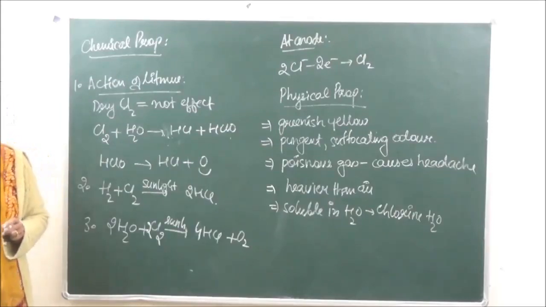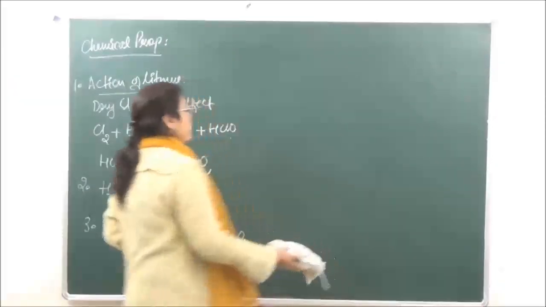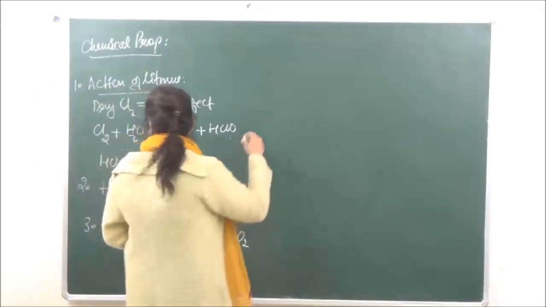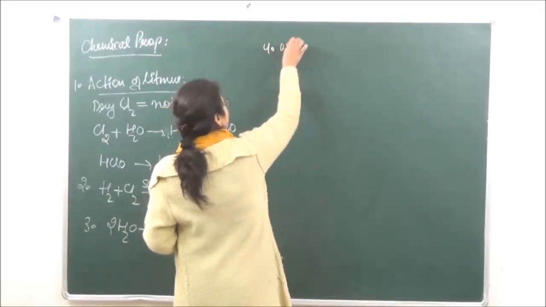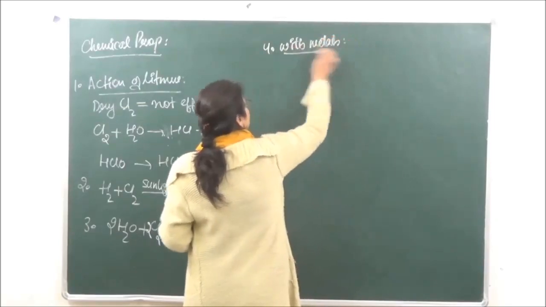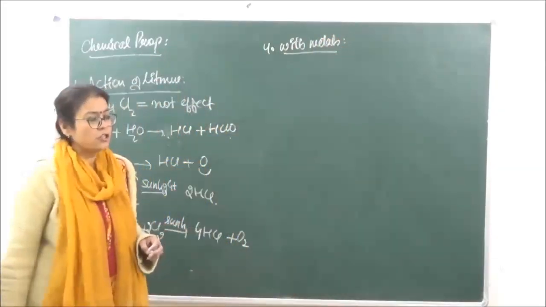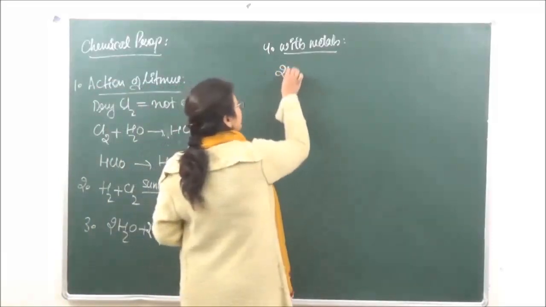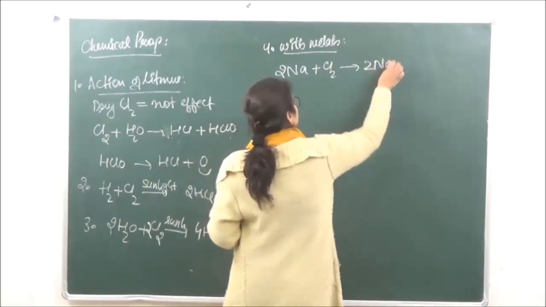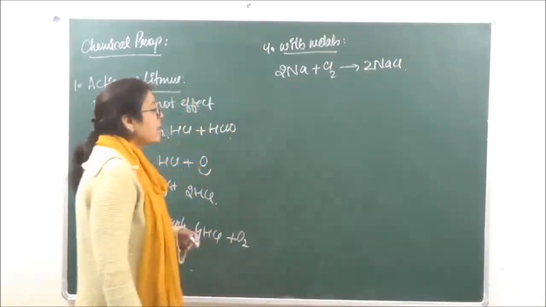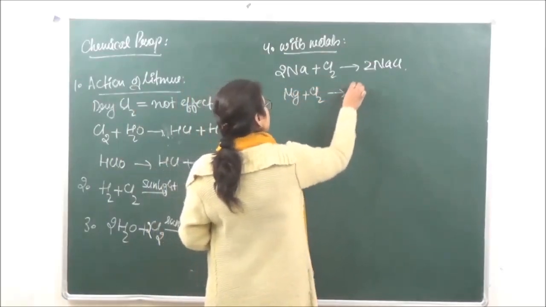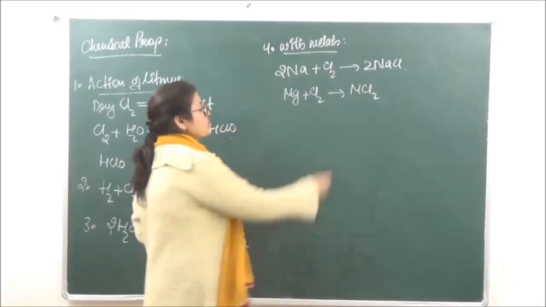The fourth reaction is combination with metals. So with metals, when it is combining, it is going to give halides. It is seen that with reactive metals or active metals, it does not need any drastic conditions to convert. So it will be taking Na, which is an active metal, plus Cl2, it will give us 2 NaCl. ठीक है? Or if we are taking magnesium plus chlorine, it will combine to give us magnesium chloride.